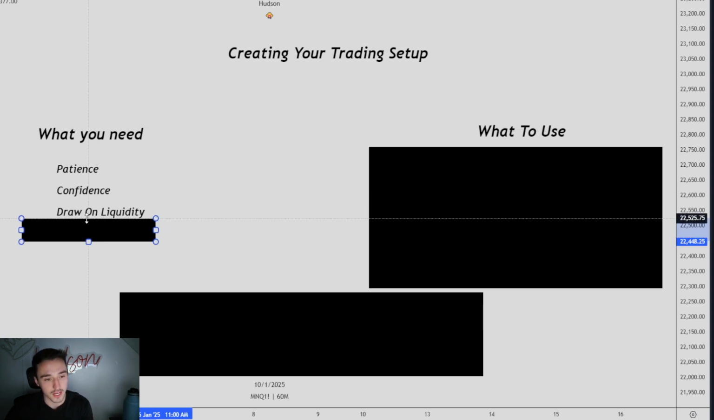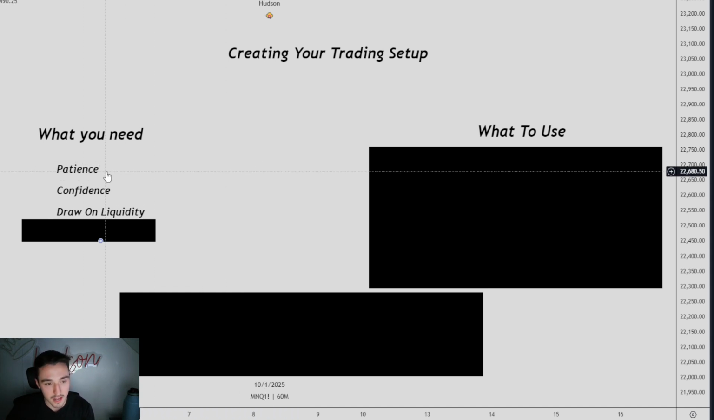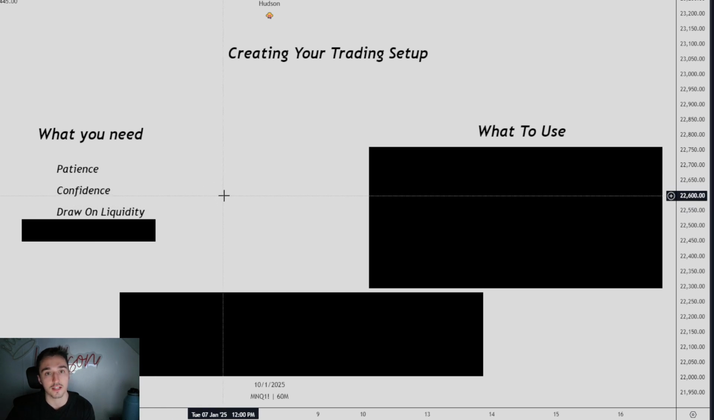Right, the next thing you need is a draw on liquidity. If you don't have a draw on liquidity, then you don't understand where the market is going to be going. Right, so if we are rebalancing to a fair value gap, or if we are purging sell side liquidity, you have to have an understanding of where the market wants to go. Right, so after you have had the patience and the model presents itself, you have to have the draw on liquidity and you have to have the confidence to take it.